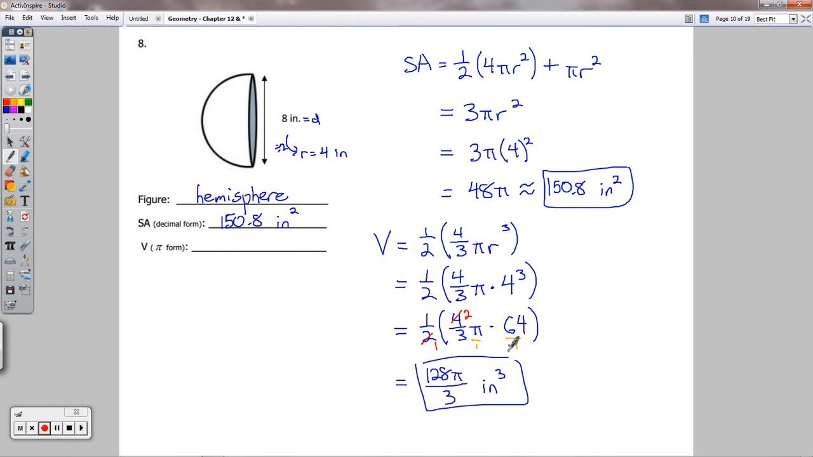Inches cubed right there. So you could write it like this, or you could write 128 over 3 and then a big pi on the outside. That would mean the same thing. So that is inches cubed.